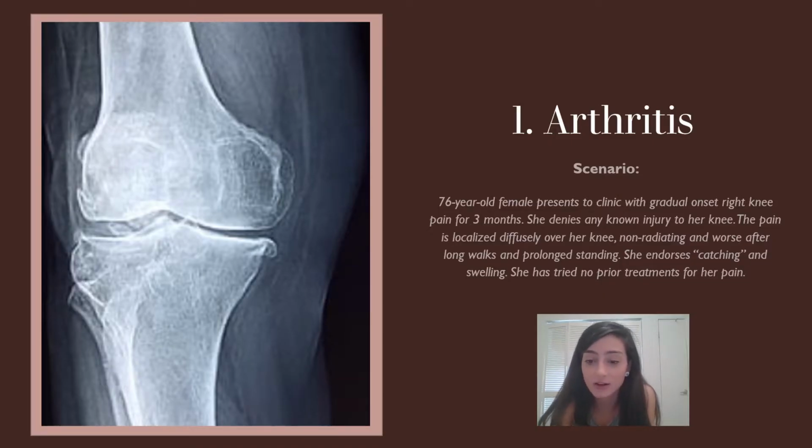All right, so I put together a common way that patients with arthritis will present to clinic. A 76-year-old female presents to clinic with gradual onset right knee pain for the past 3 months. She denies any known injury, anything that could have caused the pain. The pain is localized diffusely over her knee. It does not radiate up or down the leg, and it's worse after long walks and prolonged standing. She endorses catching and swelling in her knee, and she hasn't tried any prior treatments for her knee pain. This is pretty much how a lot of patients with new arthritis present to clinic. So you've got a lot to talk about here.